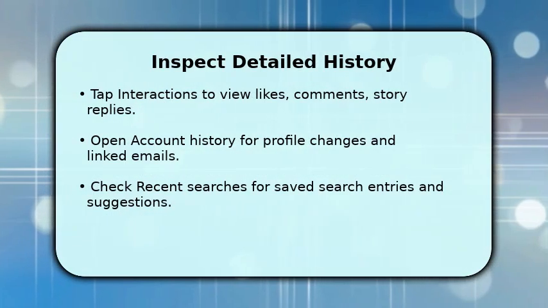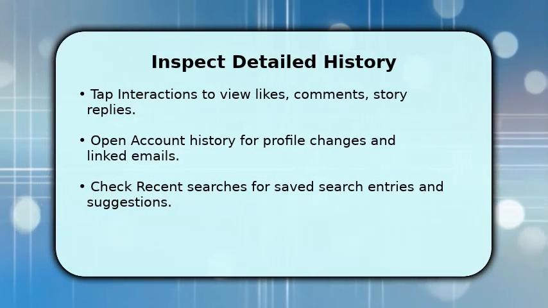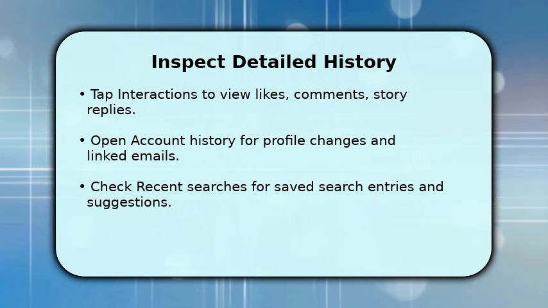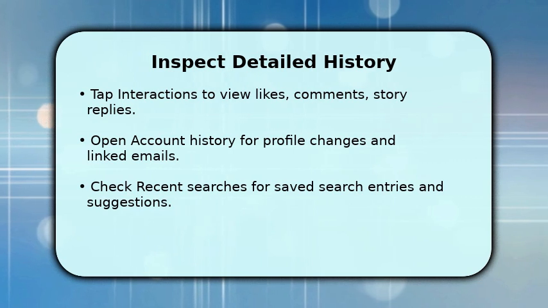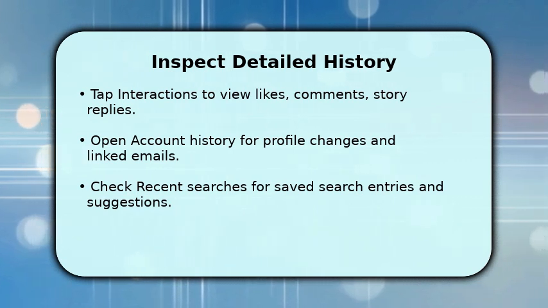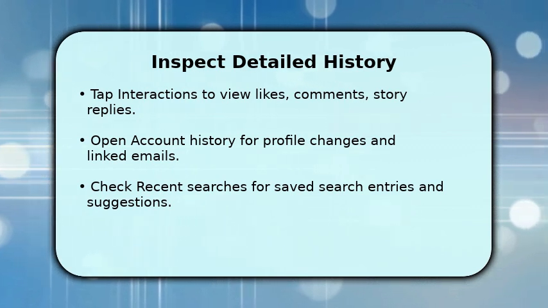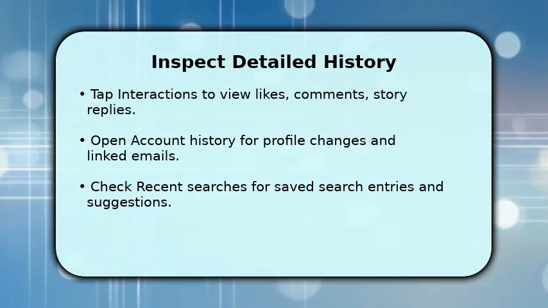Once inside your activity, tap Interactions to see likes, comments, story replies, and other engagement records. This helps you trace what you've done and when. Next, open Account History to review profile edits, password changes, and connected emails or phone numbers. It explains who changed what and when.